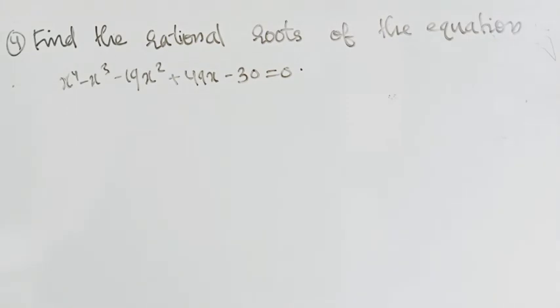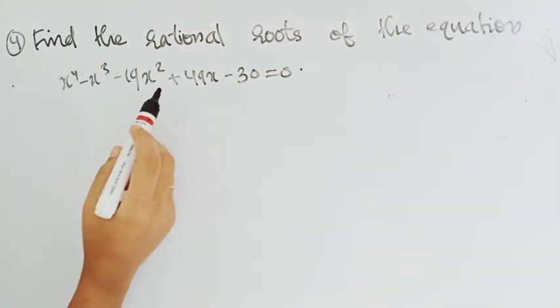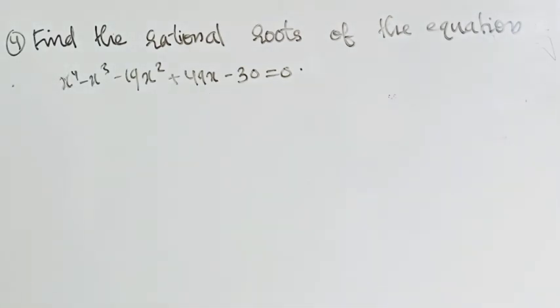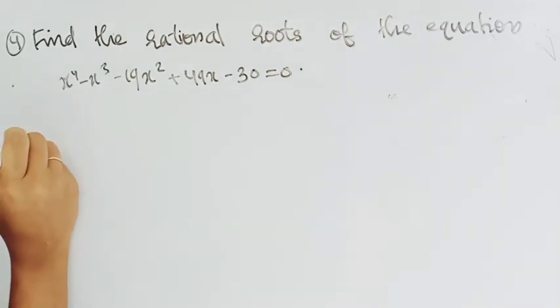Find the rational roots of the equation x raised to 4 minus x cube minus 19 x square plus 49x minus 30 equal to 0. Here we have to find the rational roots. By seeing the equation itself, we can understand that this is in the form of x raised to n plus a1 x raised to n minus 1 plus etcetera plus an equal to 0.